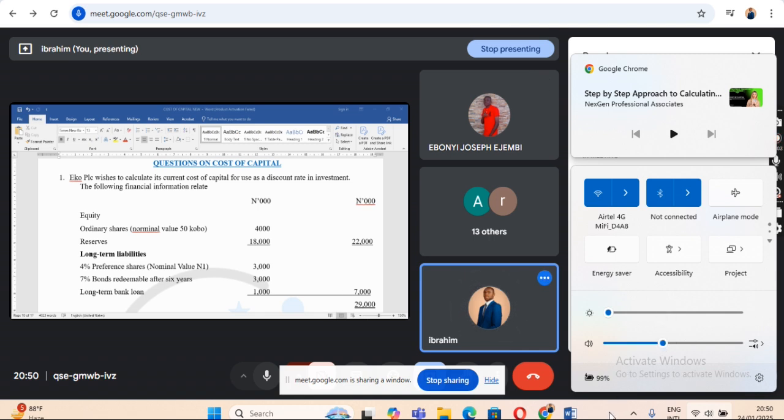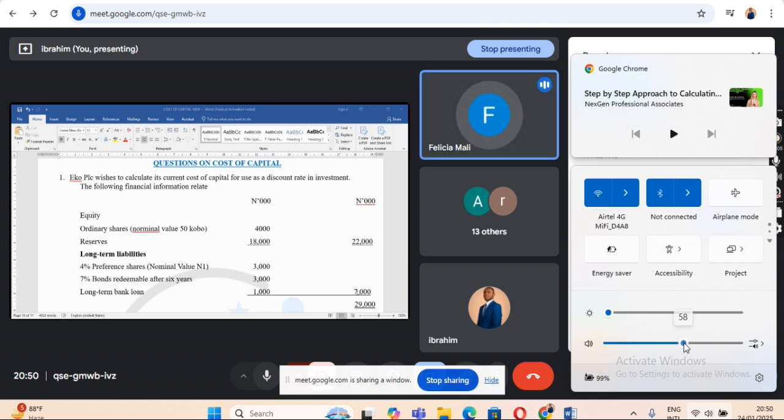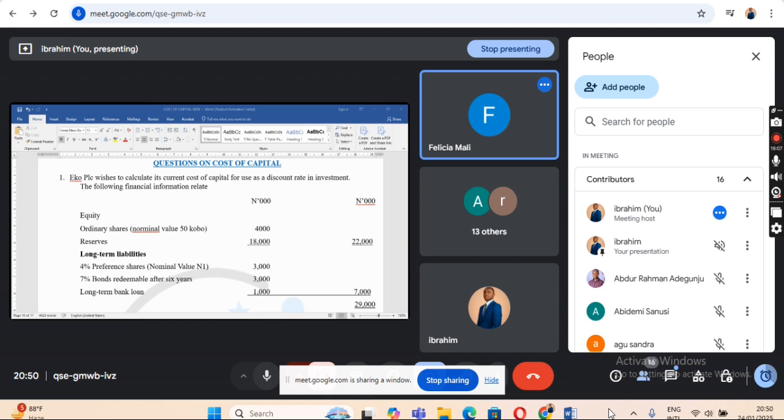We have ordinary shares, preference shares, and redeemable bonds. Okay, is that all? Okay, we still have bank loan. Is that all? Okay, yes, that's fine. Thank you.